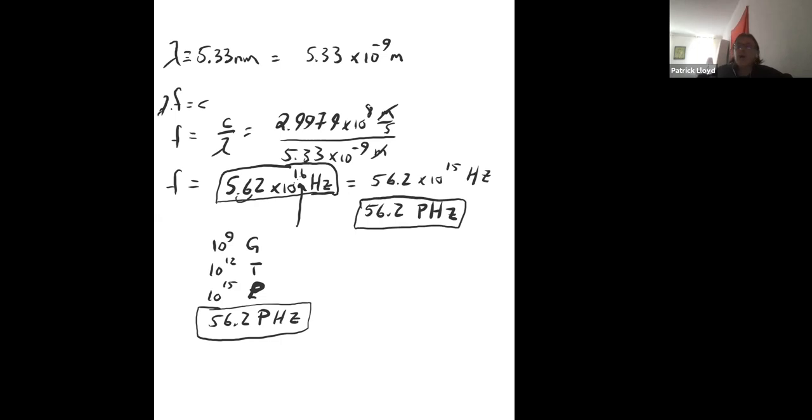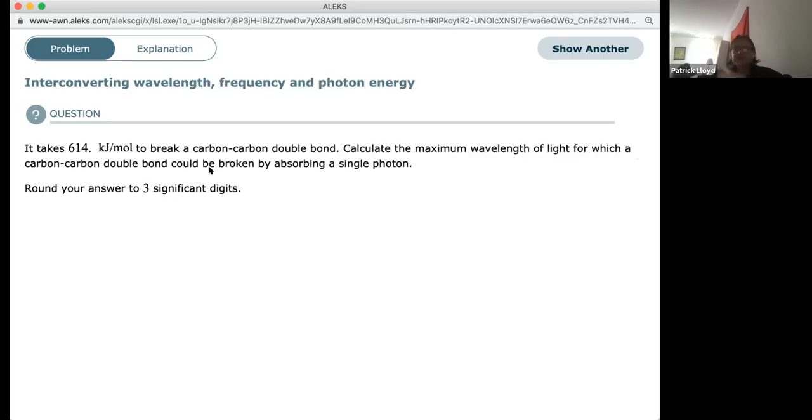Okay. The next issue is now taking a look at energy. So I'll bring this problem up just to take a look at it. It takes 614 kilojoules per mole to break a carbon-carbon double bond. Calculate the maximum wavelength of light for which a carbon-carbon double bond could be broken by absorbing a single photon. Okay, this is interconverting wavelength, frequency, and photon energy. So now notice the terminology photon here.